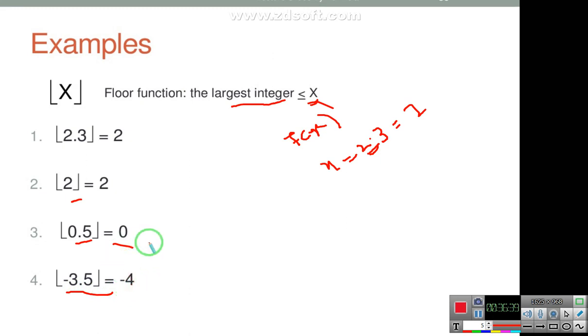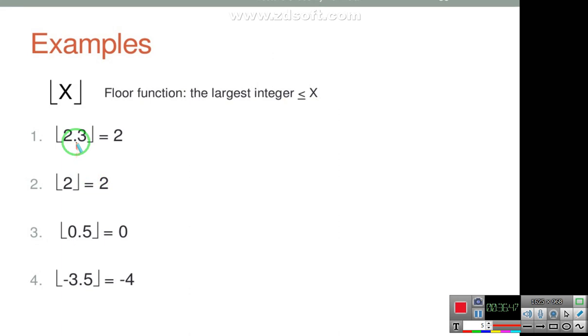So we can write the floor function in terms of this. What does it mean? Simply, for 2.3, 2 is the nearest integer below. For 2.5, it can be 1, it can be 0. For minus 3.5, it can be minus 4, the nearest lower value. So this is called the floor function, the largest integer. Just keep in mind the largest integer.